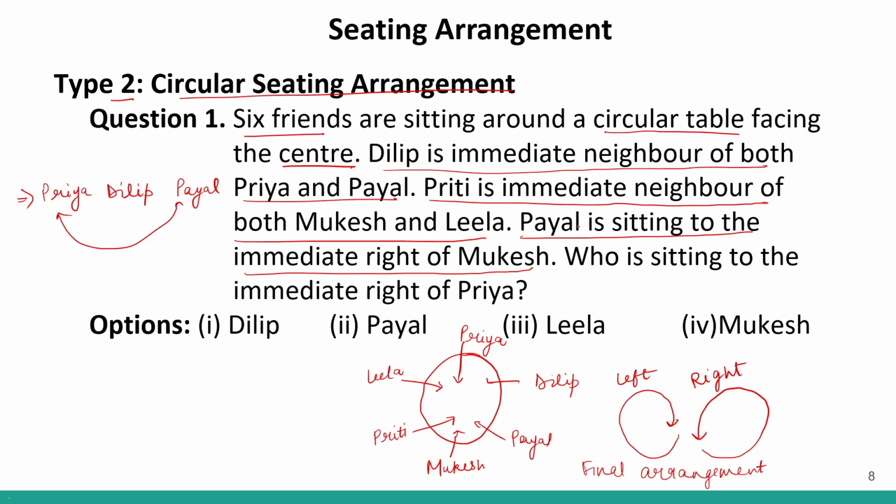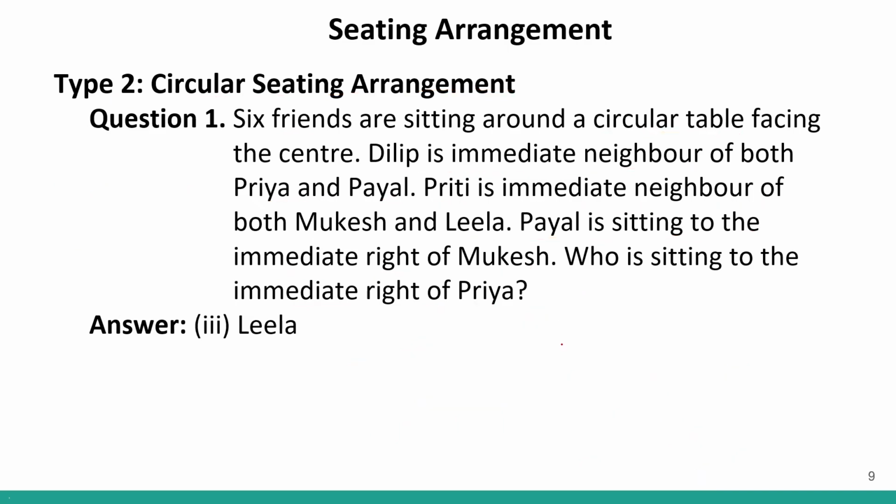Based on the statement that Payal is sitting to the immediate right of Mukesh, we could figure out the entire arrangement. The question asks who is sitting to the immediate right of Priya. So, Priya is where? Priya is over here. Immediate right means in the anti-clockwise direction. Immediate right in this direction will be Leela. So, my answer will be Leela, which is given in option number 3. Okay, clear? So this is how you solve questions on circular seating arrangement.